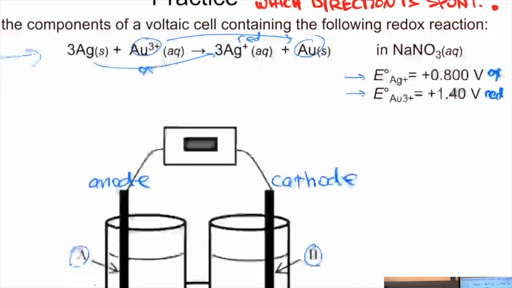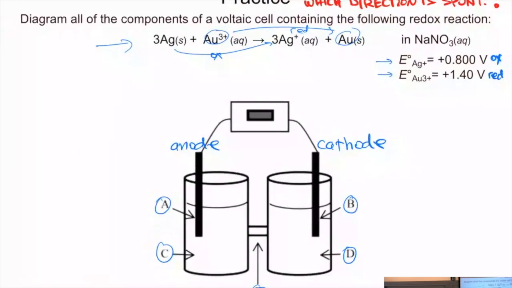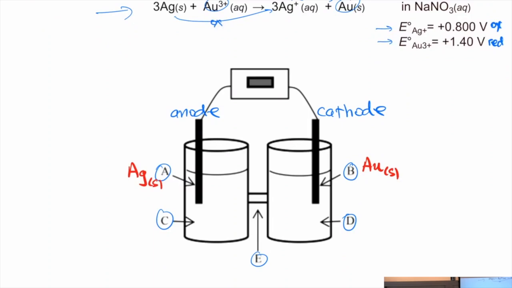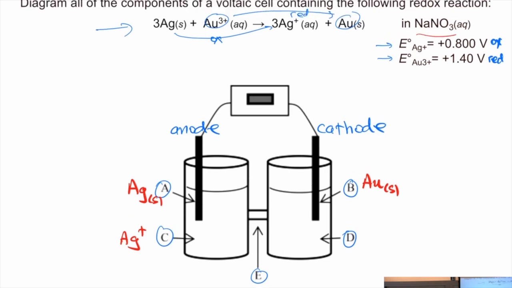Right, now that we know that, we can label things. So the anode then is what? Is it silver or is it gold? The anode is where oxidation happens. That's going to be silver. So that's silver solid, which means that the cathode has to be the gold solid. So then what ions would be here in solution in C? Silver plus ions. Will there be any other ions in solution? Remember, we have that in aqueous solution. So we're also going to have sodium ions and nitrate ions.